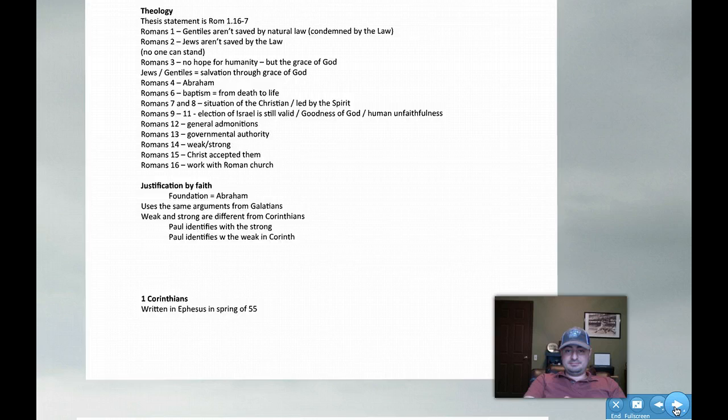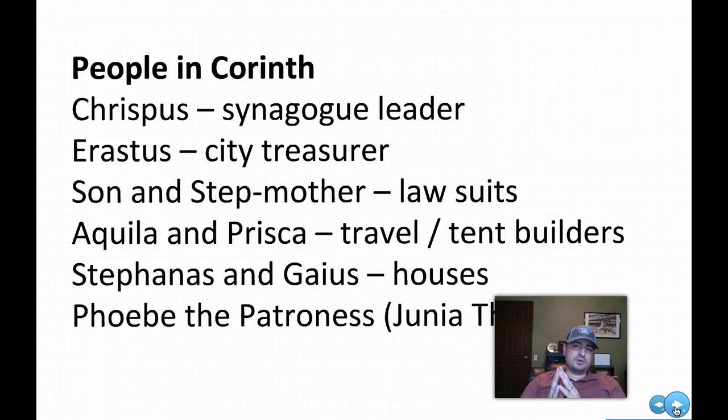Okay, let's talk about some people that are mentioned in Corinth. The reason for this is we get an idea, when we study these people, of what the Corinthian church was like. First, I look at Crispus. He is called a synagogue leader in the book of Romans for in Corinth.